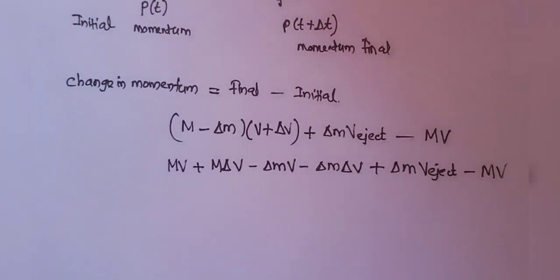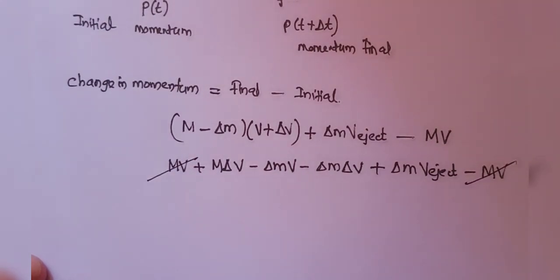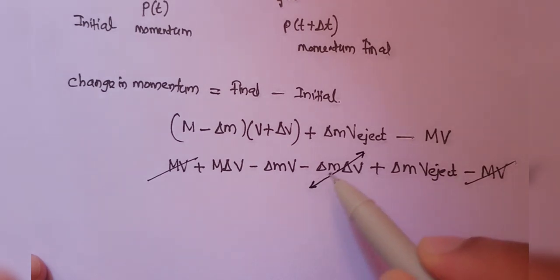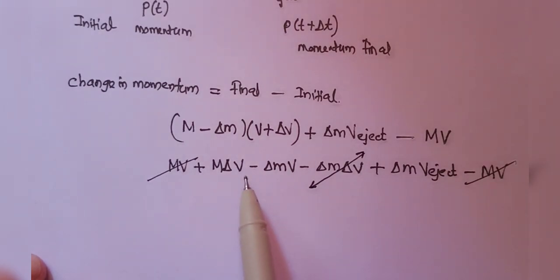So now we can cancel out the terms mv again. Now you have, and here you should be very careful, delta m into delta v. So delta m is very small, delta v is also small. A small quantity times a small quantity will lead to an even smaller quantity. Okay, now you can ignore this term. I no longer require this term because it is very small. Now we have m into delta v minus delta m v plus delta m into v eject.